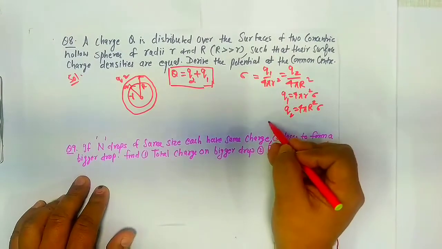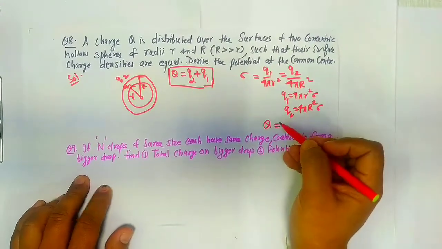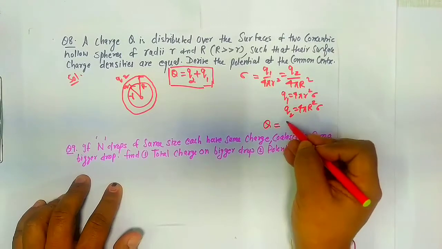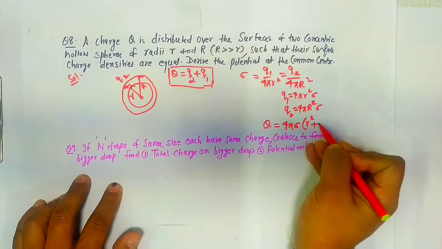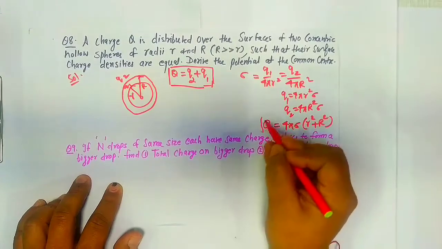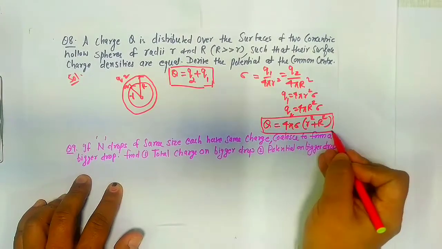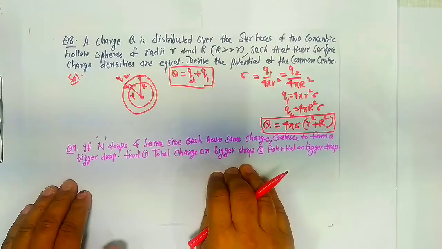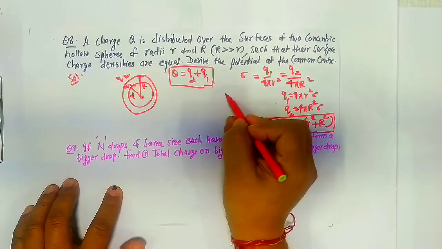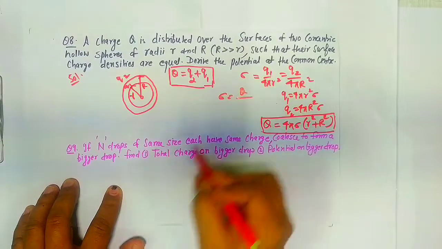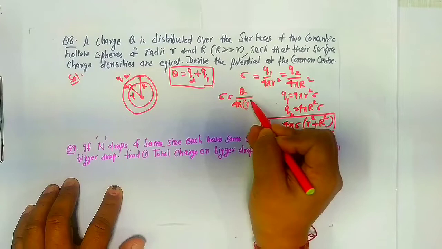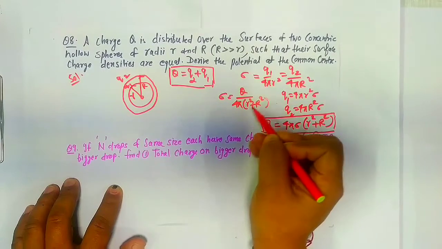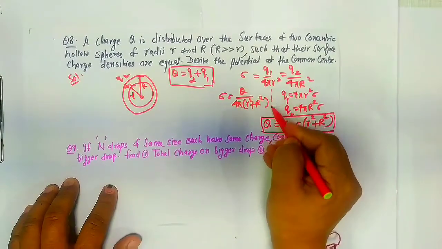So the net charge, can we get it? Yes. We solve it, and the net charge will be 4 pi sigma in bracket r square plus R square. So this is the net charge. We got it in terms of sigma. And that means sigma can also be written as Q upon 4 pi, and it is r square plus R square. So you can write sigma in this term also.